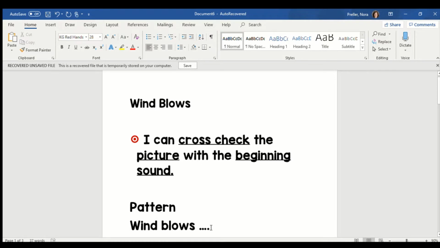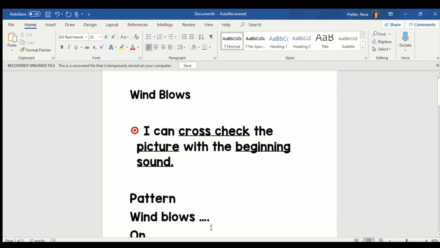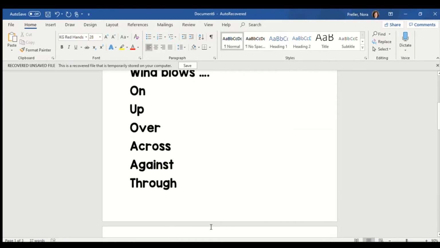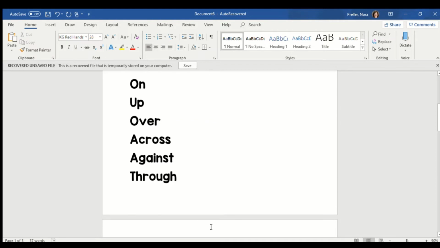Now, there's a pattern to our story, and it is simply wind blows. And then there's a bunch of words that change. The words that change quite a bit are the position words, the way the wind is blowing things. Sometimes the wind is blowing on things. Sometimes the wind is blowing things up. Sometimes it blows things over or across, or against, or even through. So there's a lot of different ways that the wind blows things.